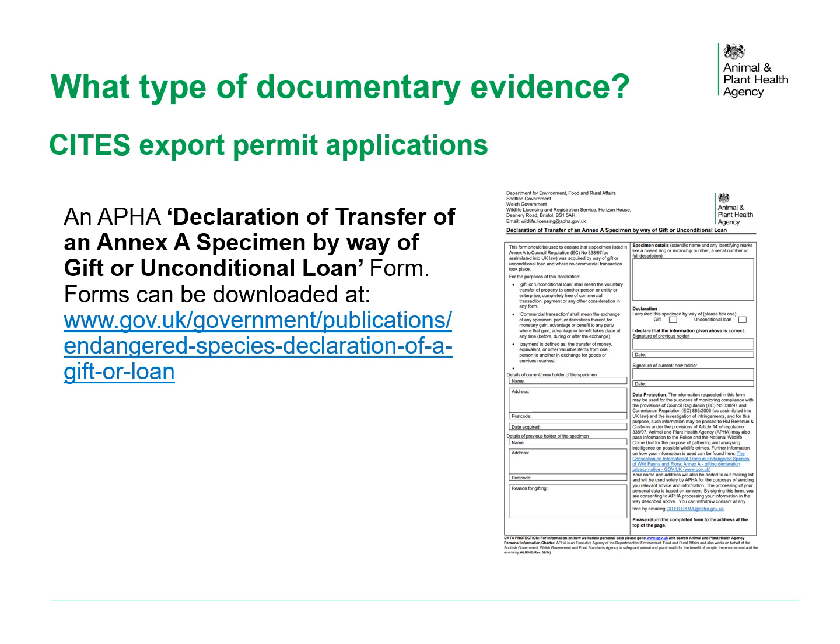If you are exporting an Annex A specimen that you have been gifted, you need to provide a completed APHA declaration of transfer of an Annex A specimen by way of a gift or unconditional loan form. Forms can be downloaded from the gov.uk website at www.gov.uk/endangered-species-declaration-of-a-gift-or-loan.